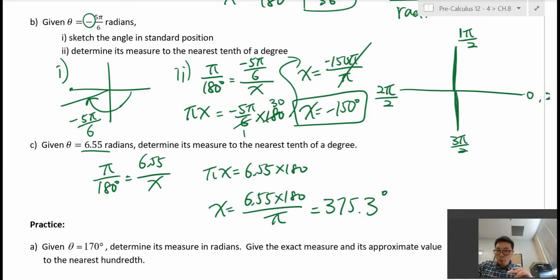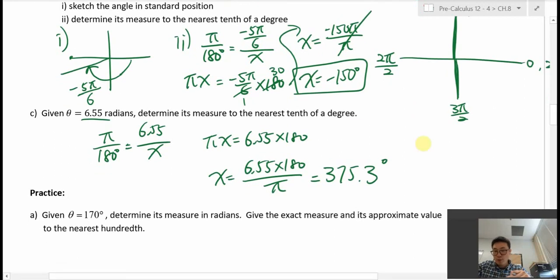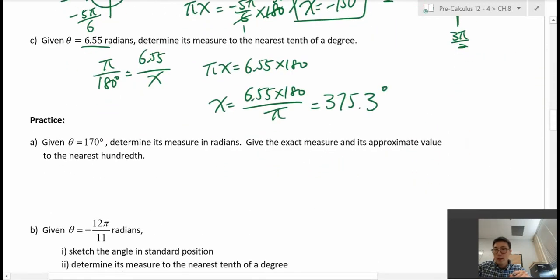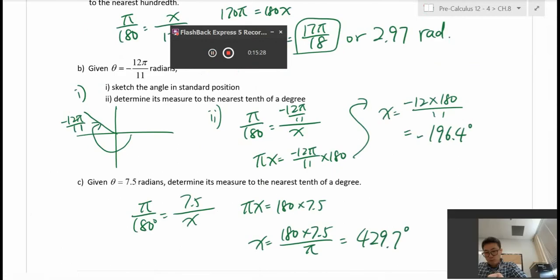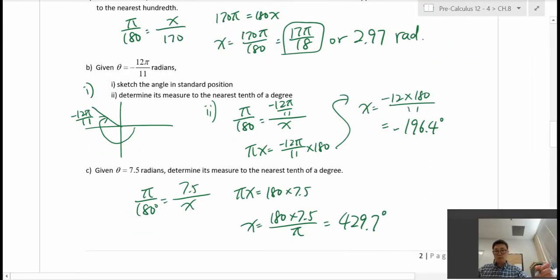What's more difficult is yet to come, but hopefully you can try these 3 questions on your own for practice, and I will show you the answer in a bit. Good luck. All right, so hopefully these are the answers that you got.